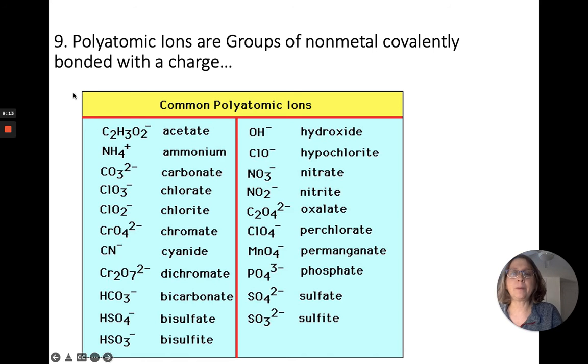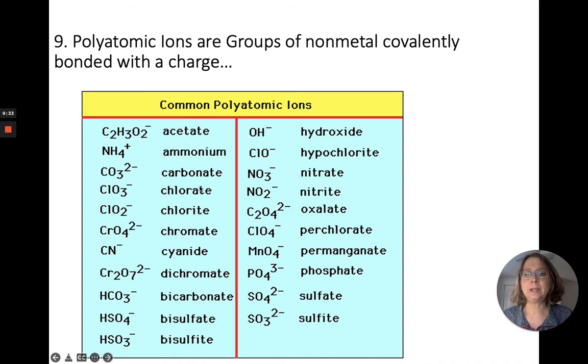Okay, now we're going to talk about these polyatomic ions. Polyatomic ions are groups of nonmetals covalently bonded with a charge. I'm not going to necessarily expect you to memorize them, although we may have a few later on that I'm going to ask you to memorize, but you'll most likely have a table where you're going to be able to look them up.